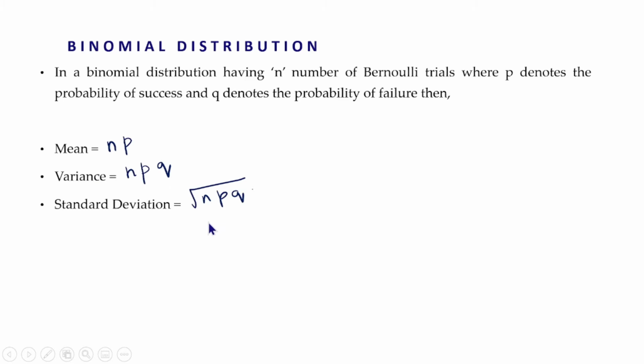So all these are very interesting distributions. If you are able to find in any question that the distribution is a binomial distribution, then we can easily use this formula to find the mean, variance and standard deviation. We should find what n is and what p is. Now we will solve some example questions.